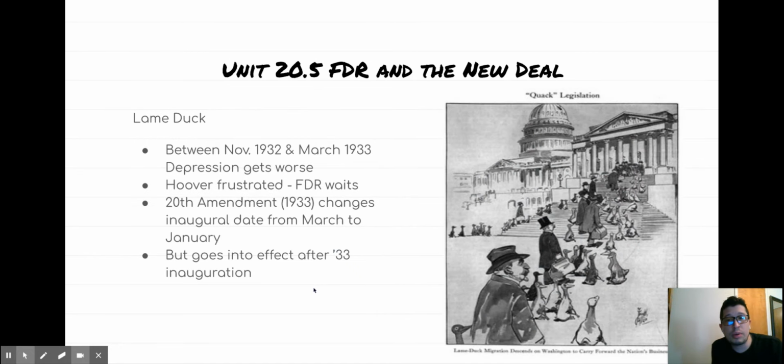Right after that, Herbert Hoover becomes a lame duck president. From November 1932 to March of 1933, the Depression is getting worse. A lame duck president is someone who has been voted out of office, but the new president is not inaugurated yet. FDR is sitting in the wings waiting to make all these changes, and Hoover is just letting things get worse. He's still not doing enough to change the Depression.